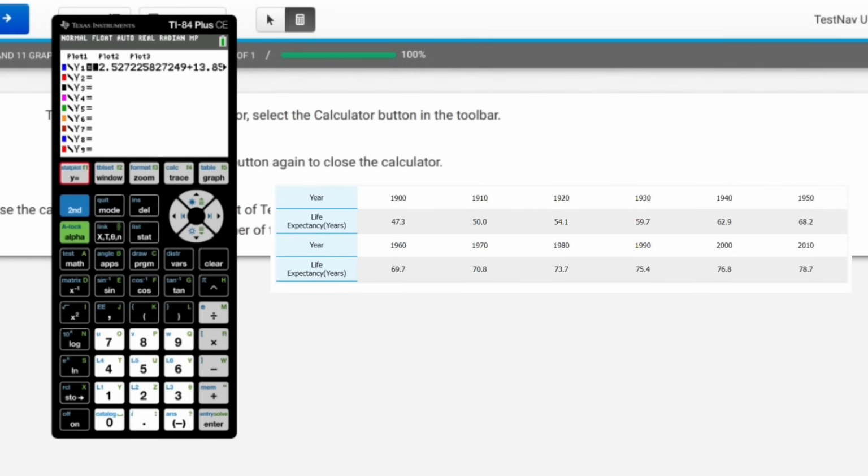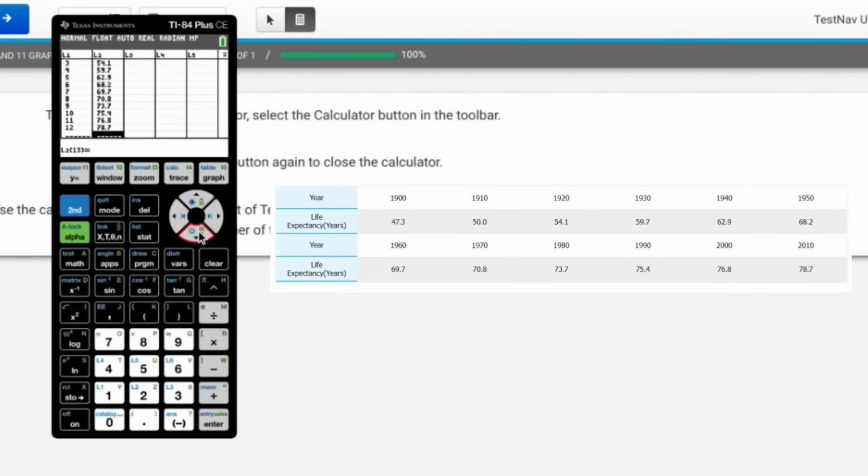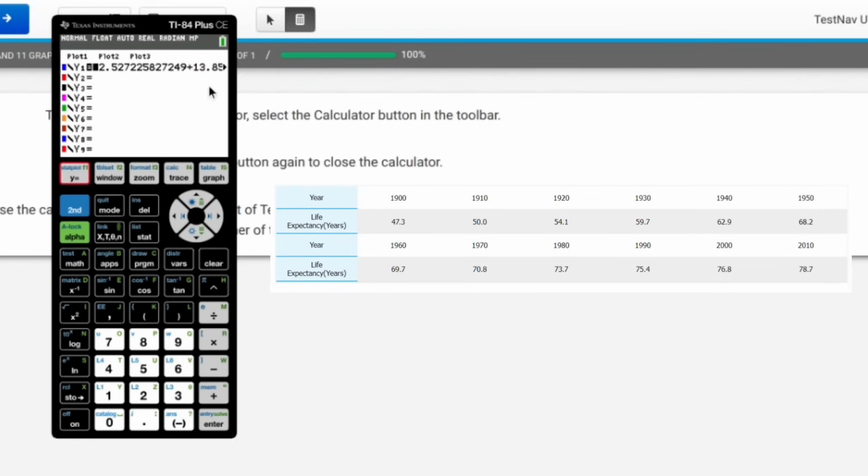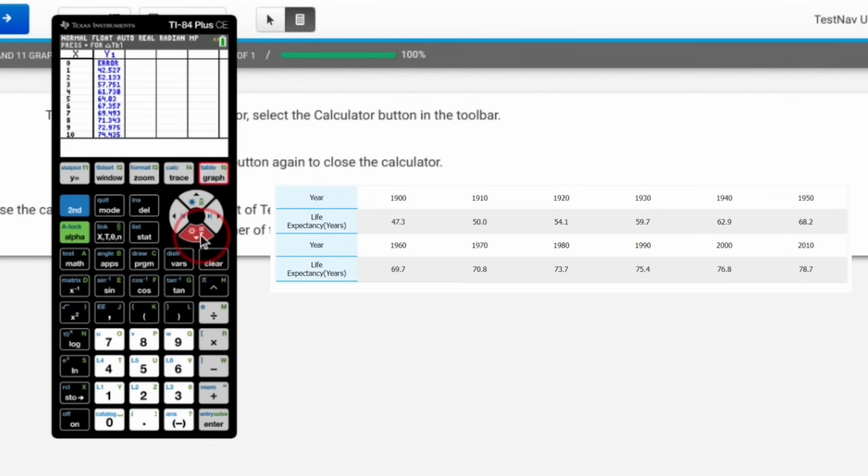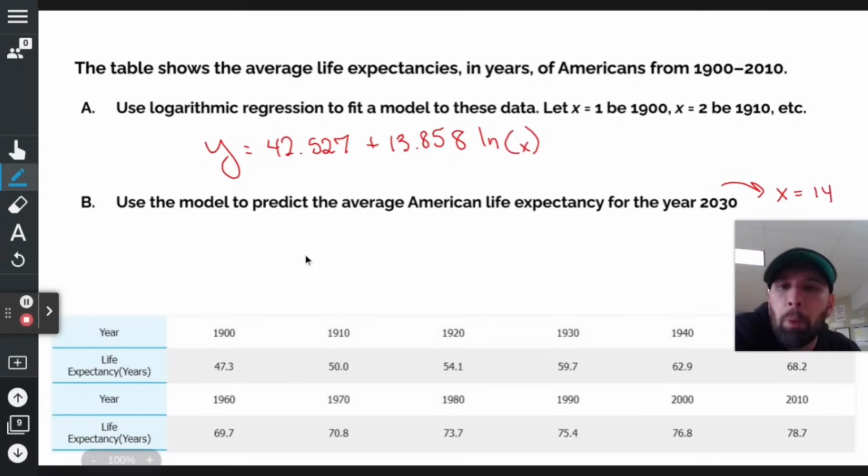And I'm going to predict the life expectancy for 2030. Now, since we allowed 1 to be 1900, just to be on the safe side, if I go back to my list, we called 2010 12. So 2030 is going to be 14. If I go to the y equals thing, there's my equation. Graph's not going to help me out much, but if I hit second table, I care about what happens at 2030. So I'm going to go to 14, and at 14, people are expected to be 79.0098 years of age.